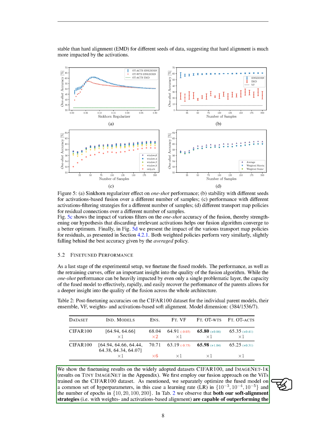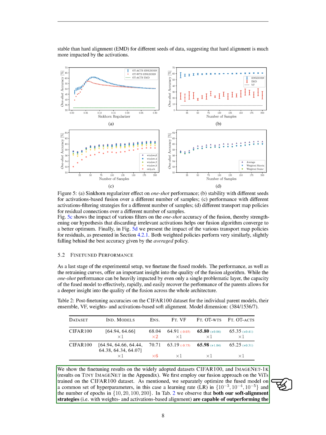We tested our fine-tuning results on widely used datasets like CIFAR100 and IMAGENET1K. We've included results on Tiny ImageNet in the appendix. We first applied our fusion approach to the vision transformers, VITs, trained on the CIFAR100 dataset. We optimized the combined model separately using a common set of hyperparameters, specifically a learning rate between 0.001 and 0.00001, and the number of epochs between 10 and 200.